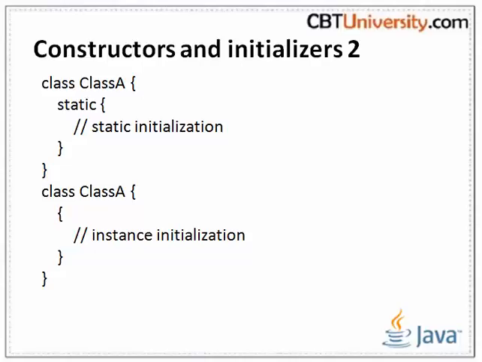Since Java has a garbage collection mechanism, there are no destructors. However, every object has a finalize method. It is called prior to the garbage collection, and it can be overridden to implement finalization.